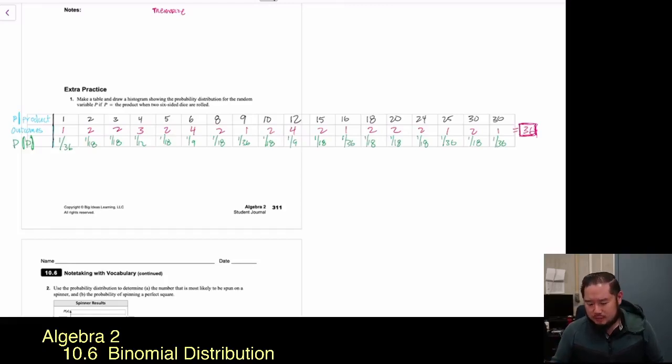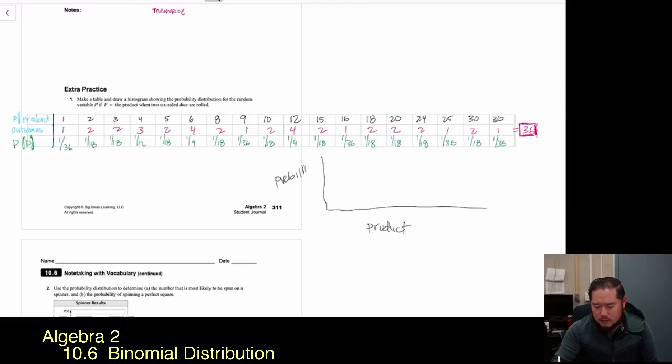If we take all of these probabilities and turn them into decimals, or add up all the fractions, everything will end up equaling 1. The last thing would be to draw a histogram, which you could think of as a bar chart. Down here we would have the outcome or product for X, and then the probability for Y.